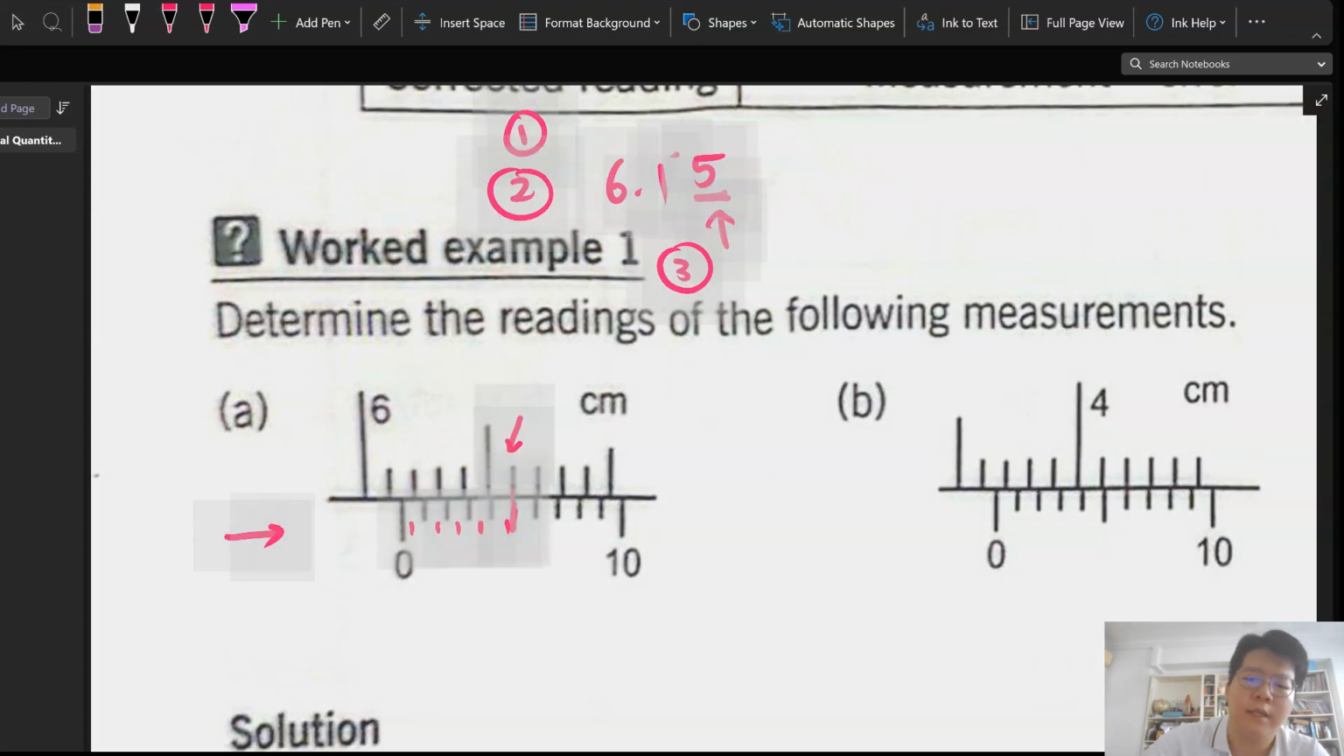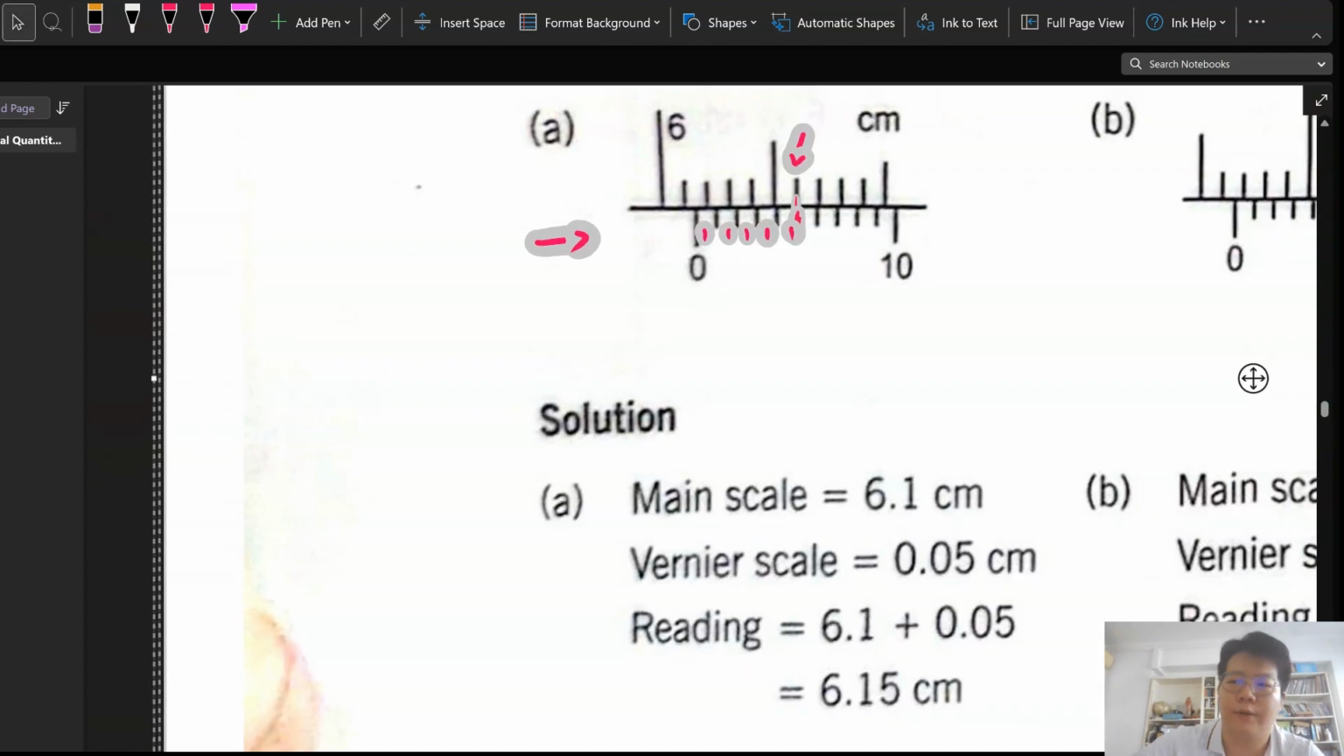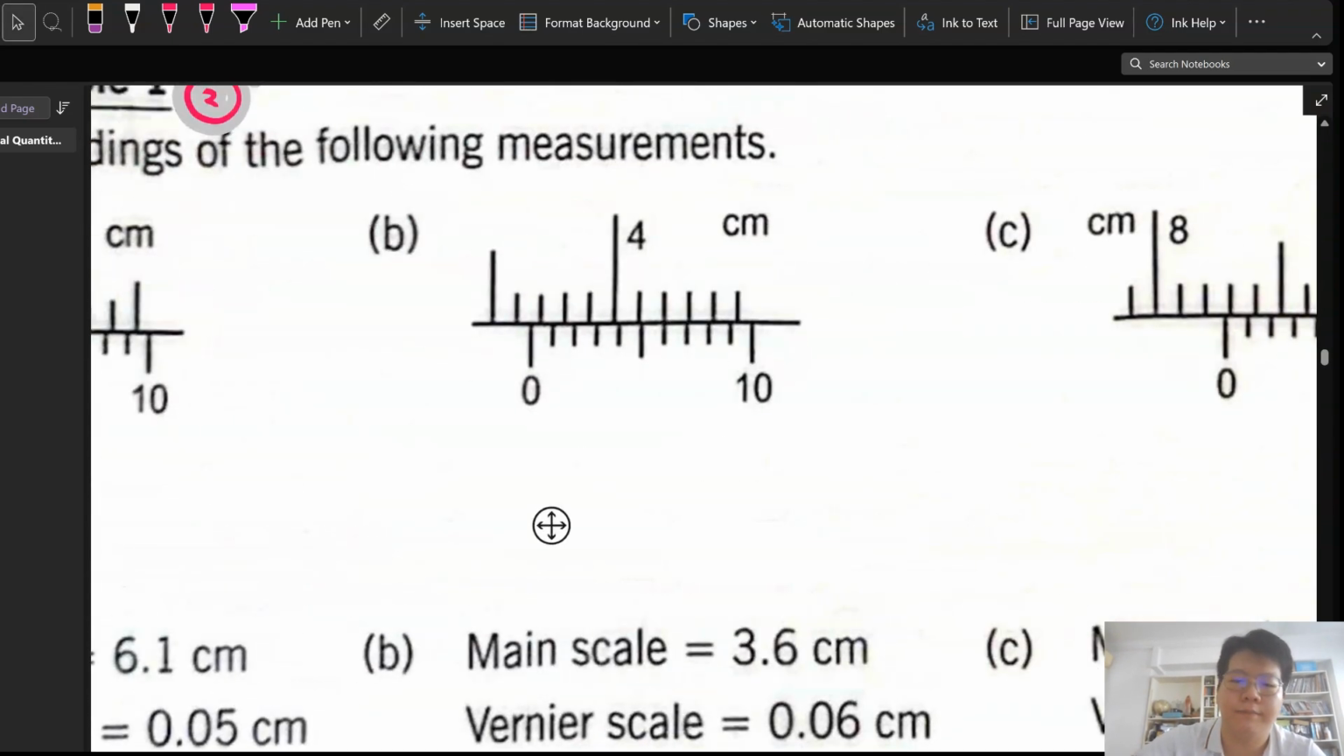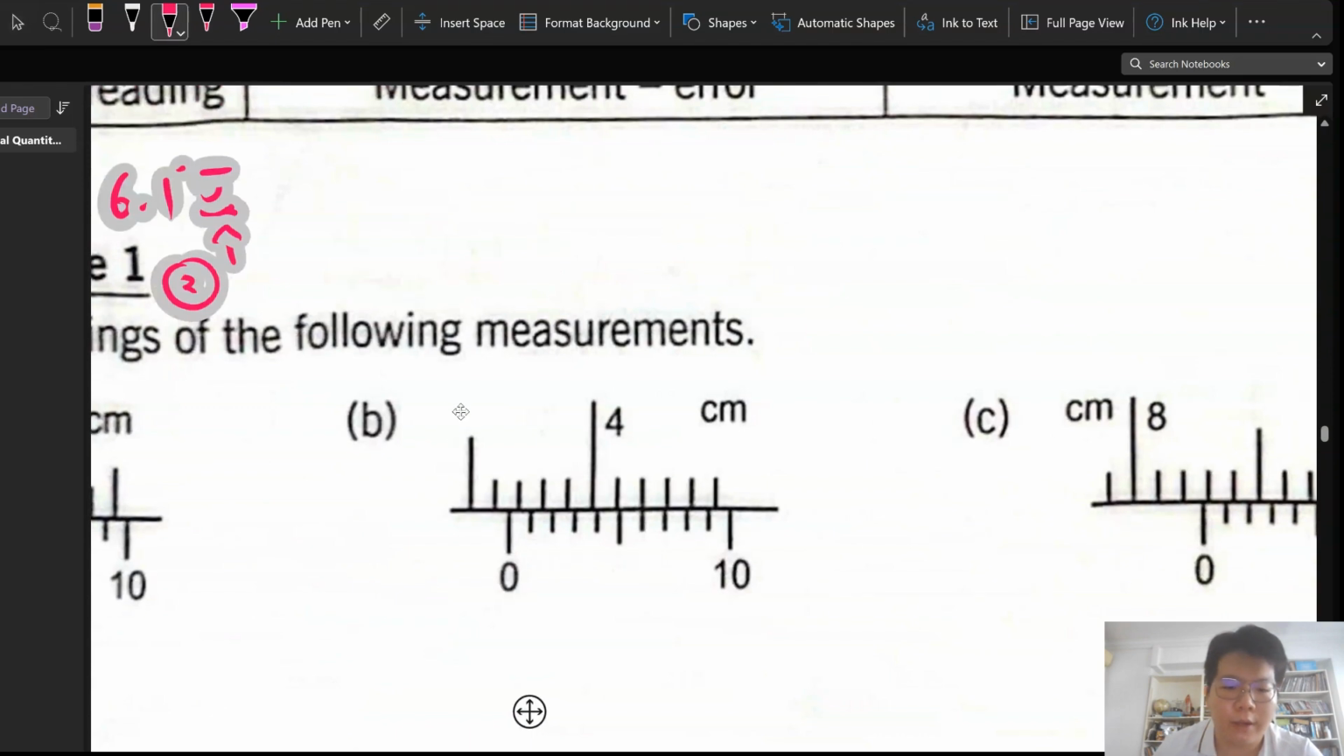Okay, let's move on to part B. Part B is a slightly interesting question because part B doesn't give you a number over here. But what you should know immediately is that this over here is actually 3.5 something. So how do I know? So this is 3.9, 3.8, 3.7, 3.6, 3.5.